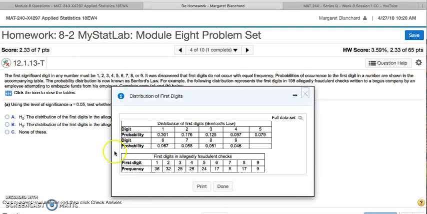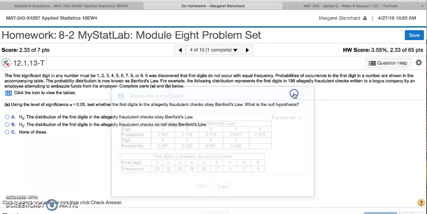Here is the distribution of the 198 allegedly fraudulent checks from this employee. So here we have the frequency counts, and what we want to do is check and see if they follow Benford's law. If they follow Benford's law, it's likely that the employee is not embezzling, because that means it's following the expected pattern based on this law. If they don't follow Benford's law, it's highly likely that the employee is embezzling, because they're taking checks and disrupting the distribution of what we would expect that first significant digit to be.